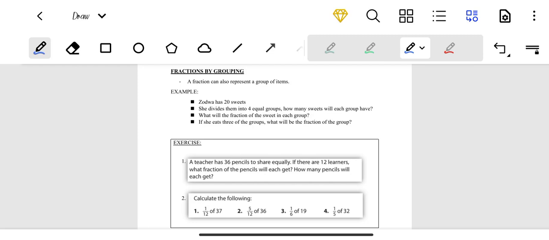Greetings. In today's lesson, I want us to look at fractions by grouping. What you have to note is that sometimes a fraction can be represented by grouping items together.